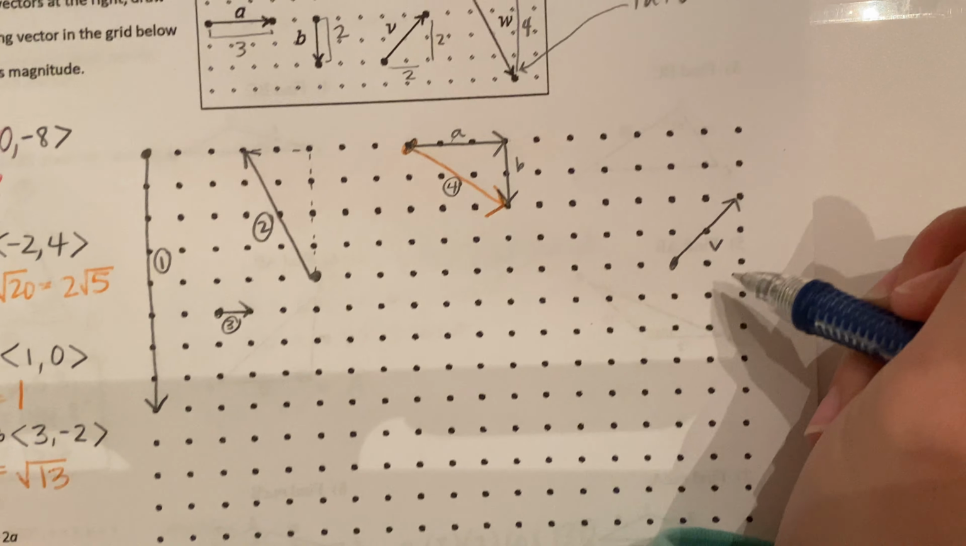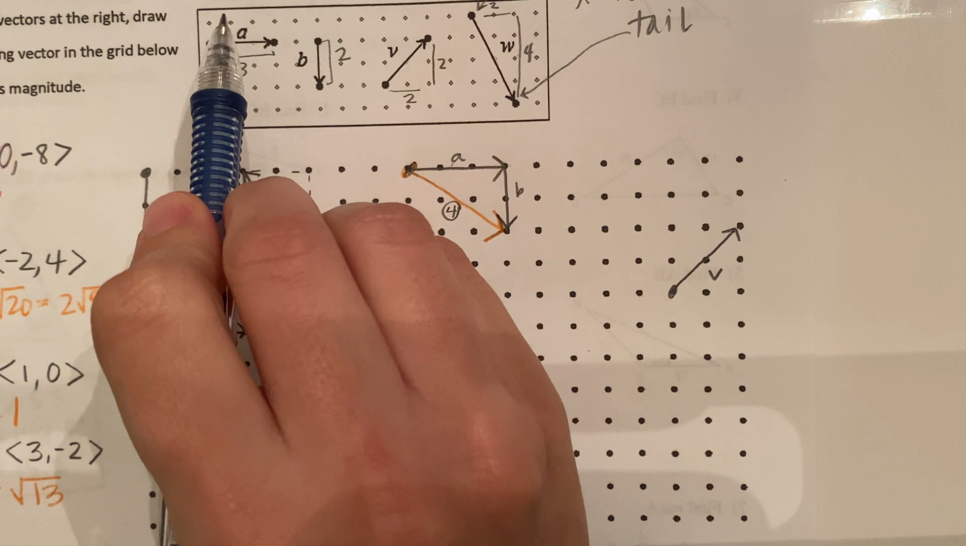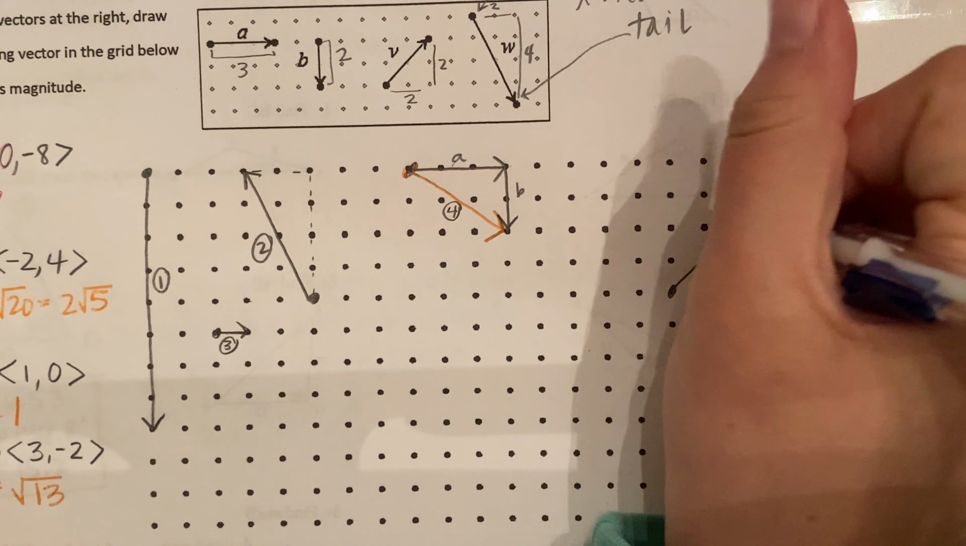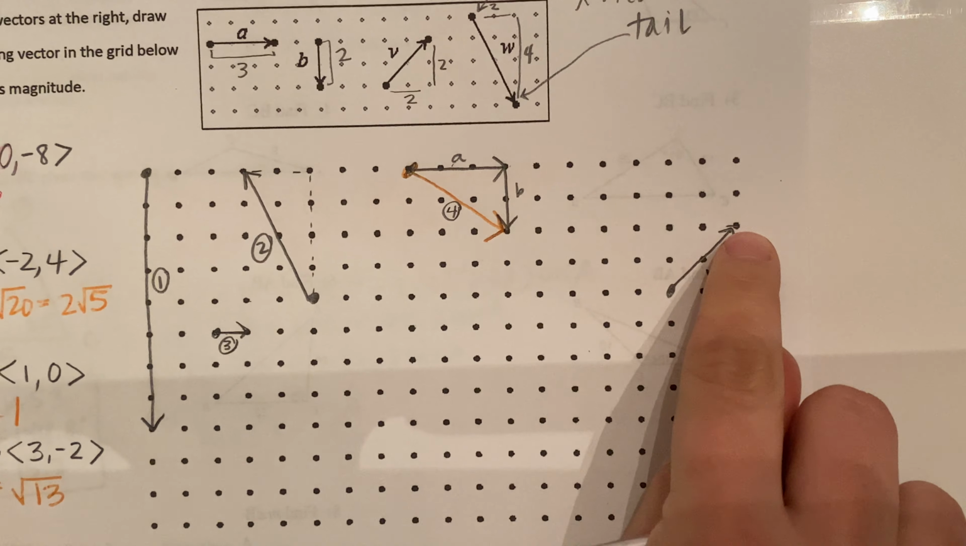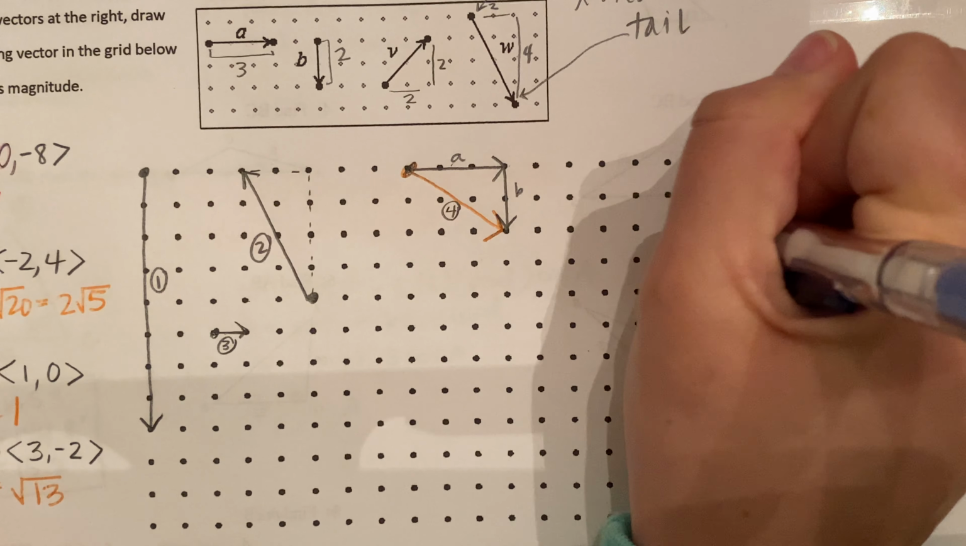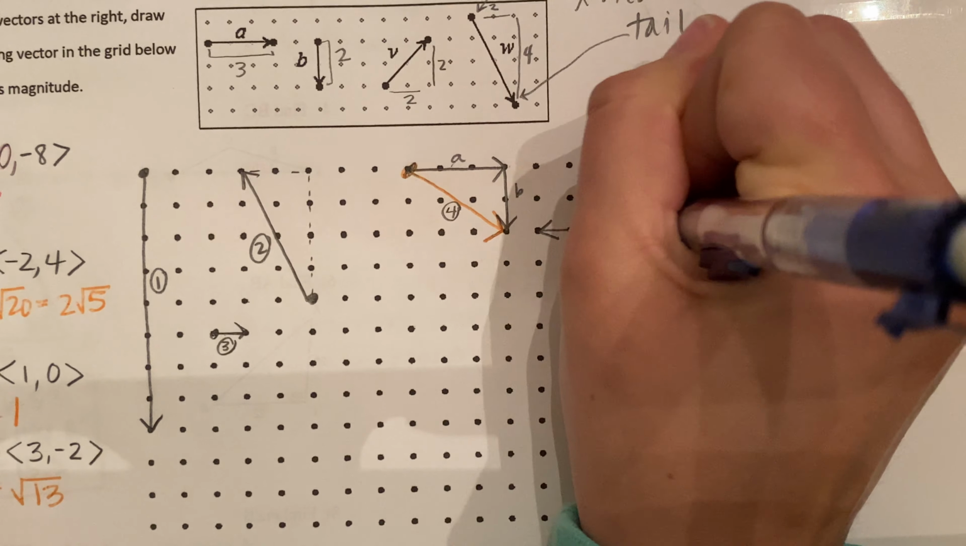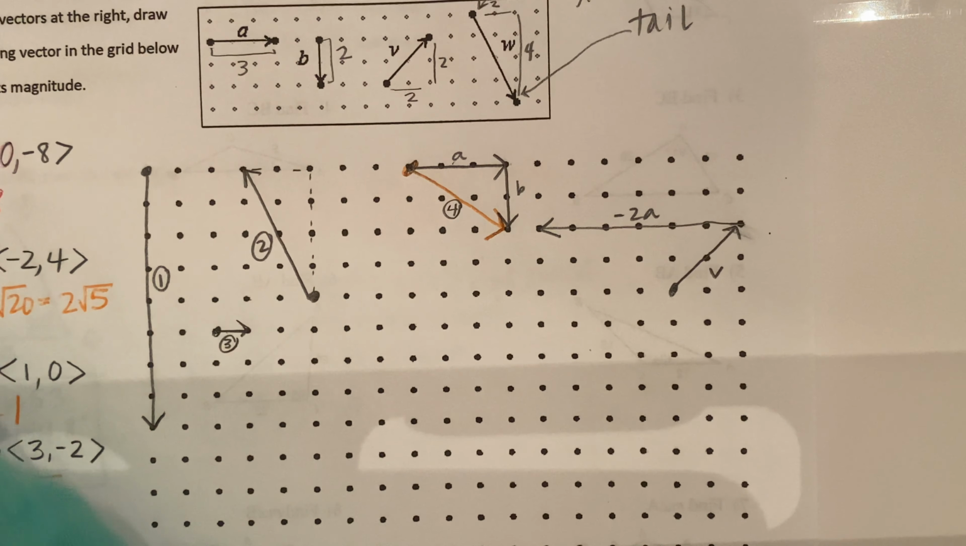And if I'm going to subtract 2A, A goes to the right 3. So if I'm going to subtract, I'm going to go to the left, and it's 2A, so I'm going to go to the left 6. So from the tail. 1, 2, 3, 4, 5, 6. This is our minus 2A.